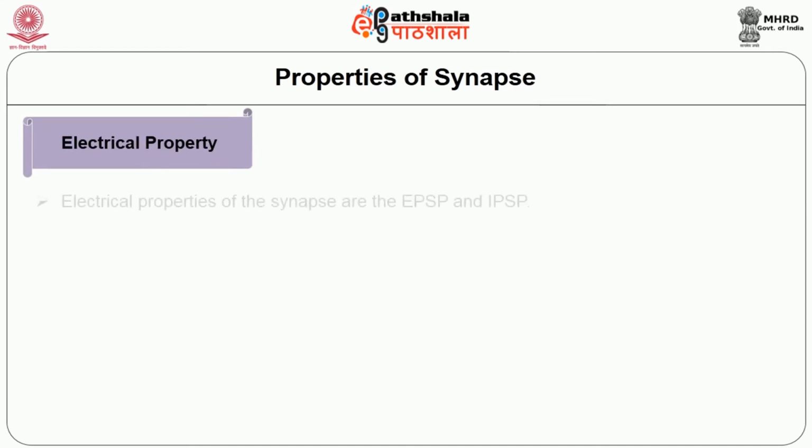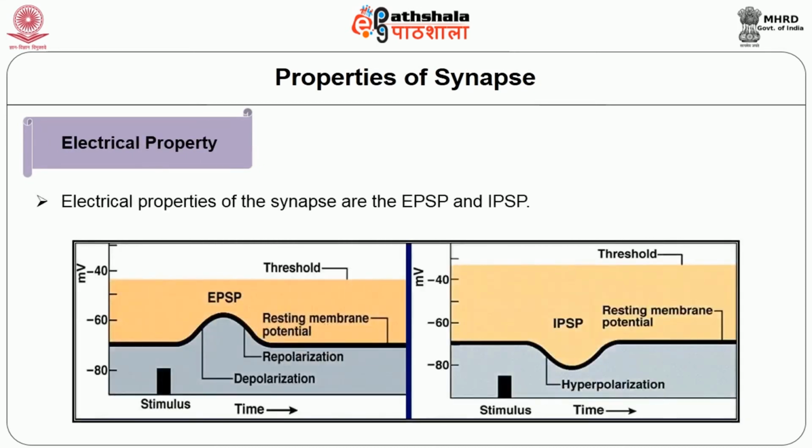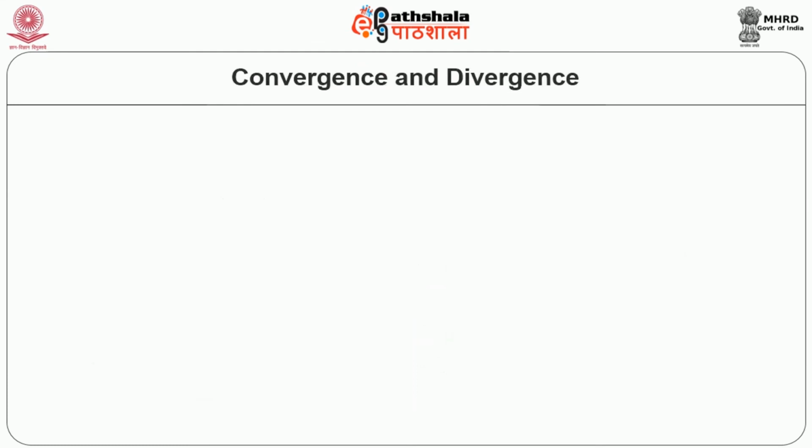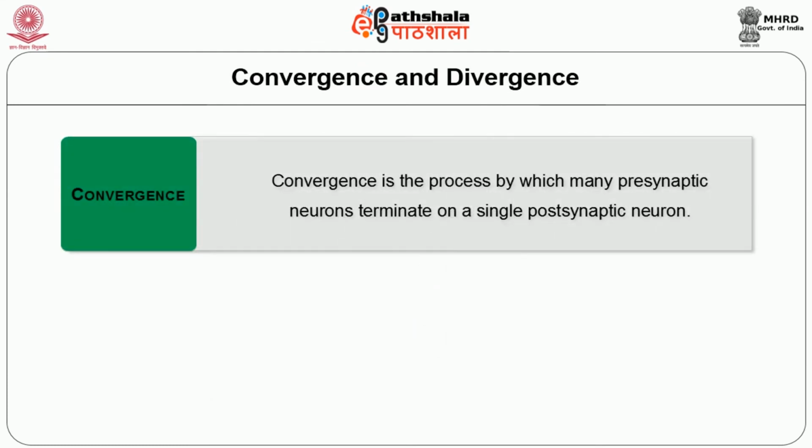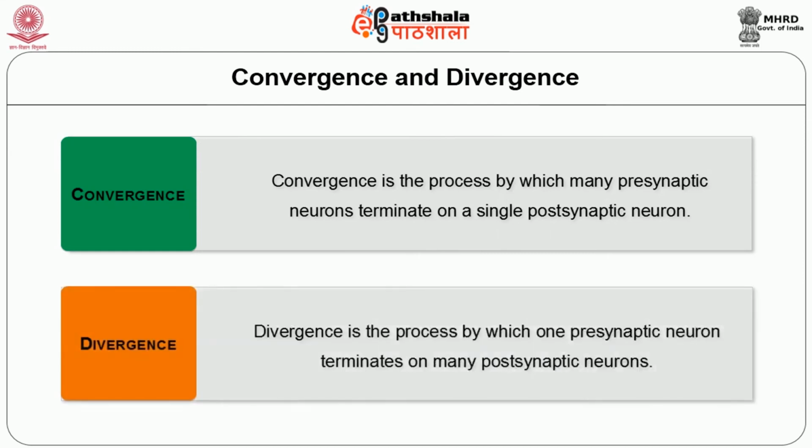Electrical properties of the synapse are the EPSP and IPSP, and convergence and divergence. Convergence is the process by which many presynaptic neurons terminate on a single postsynaptic neuron, and divergence is the process by which one presynaptic neuron terminates on many postsynaptic neurons.